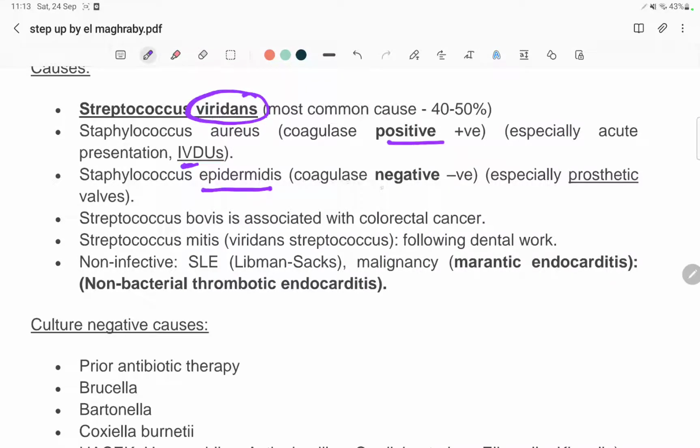Staph epidermidis is coagulase negative, especially in prosthetic valves. Streptococcus bovis is associated with colorectal carcinoma; bovis is bowel. Streptococcus mitis, a viridans streptococcus, follows dental work. M for mouth, M for dental work. Non-infective causes include SLE, Libman-Sacks, malignancy, marantic, and non-bacterial thrombotic endocarditis.